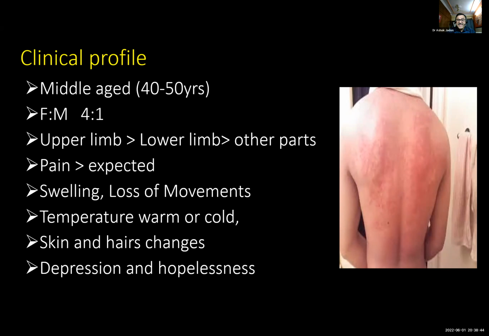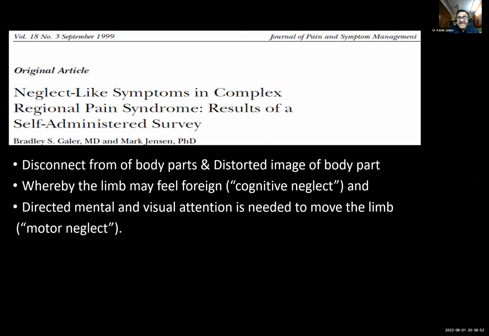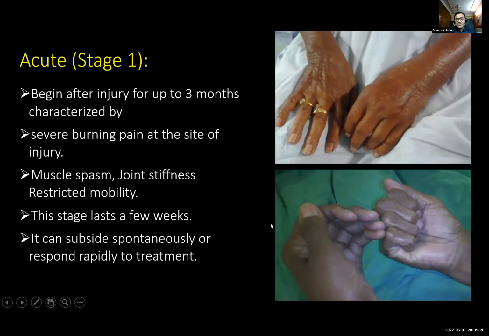There are skin changes depending upon the severity and the duration of the course of the disease. And very importantly, as I've already mentioned, these patients usually show depression and signs of hopelessness. But more interesting is that they also present with neglect-like symptoms. This neglect can be cognitive neglect, where they feel that the limb is an alien limb. It is not their own part. And when you ask them to move it by distraction or by asking them to close their eyes, they always find it very difficult to move. This is a new feature which is reviewed again and again in the literature and is also very pathognomonic for the CRPS.